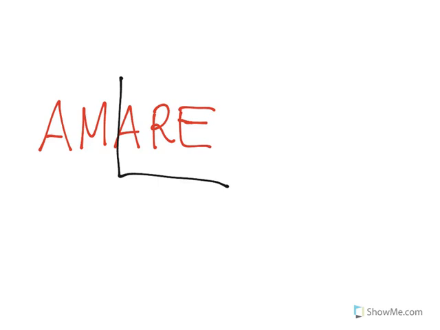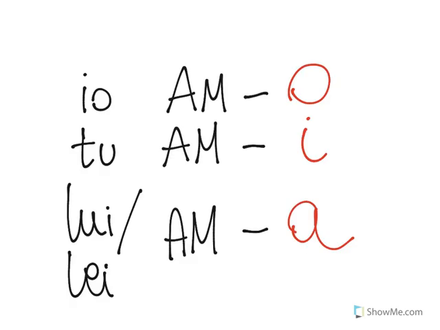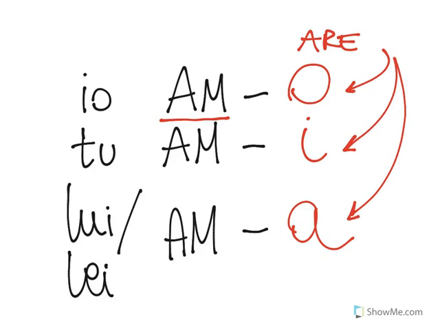So, for instance, for the first group of verbs ending in -are in the infinitive, we will have io amo, tu ami, lui o lei ama. So we see that we have still the root of the infinitive, but instead of having -are here, we change the endings depending on the person who is doing the action. Io amo, tu ami, lui o lei ama.